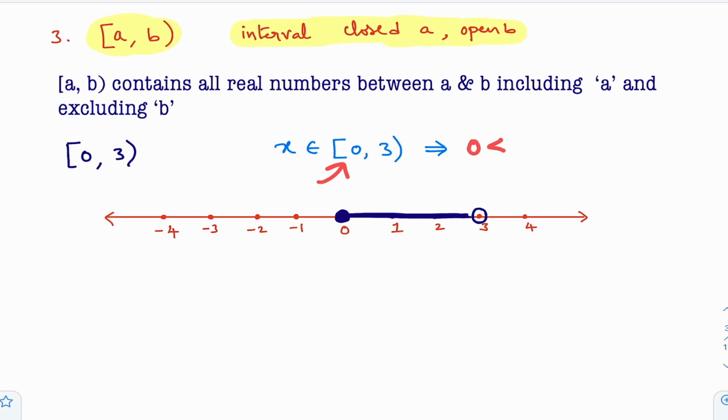When 0 is included, we will write less than or equal to. When a closed bracket is there, this equality symbol will come. For x less than, you see, this is not a closed bracket. Here 3 is not included in this interval. So we write like this. Whenever you see such things, we'll write like this: 0 less than or equal to x strictly less than 3.